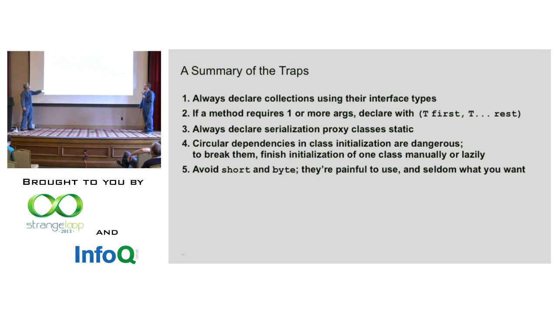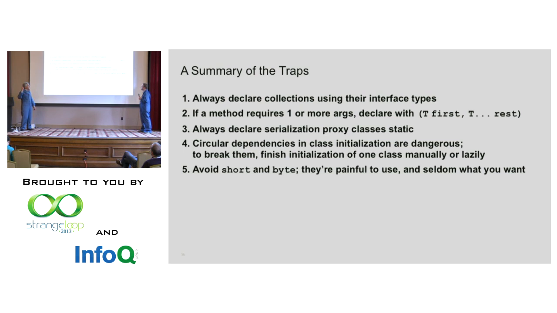So it looks like we've got three more minutes, just enough time to finish up. So a summary of the traps that we've told you about. Number one, always declare collections using their interface types. Number two, if a method requires one or more args, declare it with T first and then a varargs list. And this requires you to pass in at least one element. Number three, always declare your serialization proxy static. Or don't use serialization. And number four, circular dependencies in class initialization are dangerous. To break them, finish initialization of one class manually or lazily. Number five, avoid short and byte. They are painful to use, and casts are needed to get what you want.